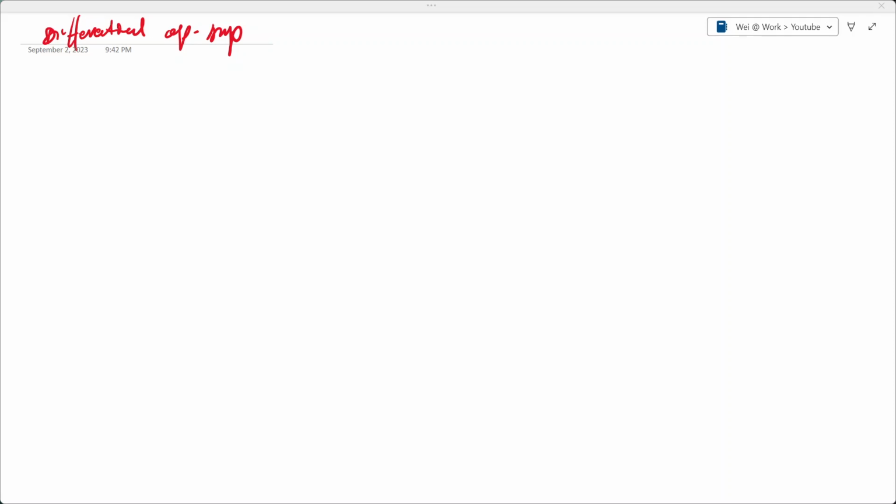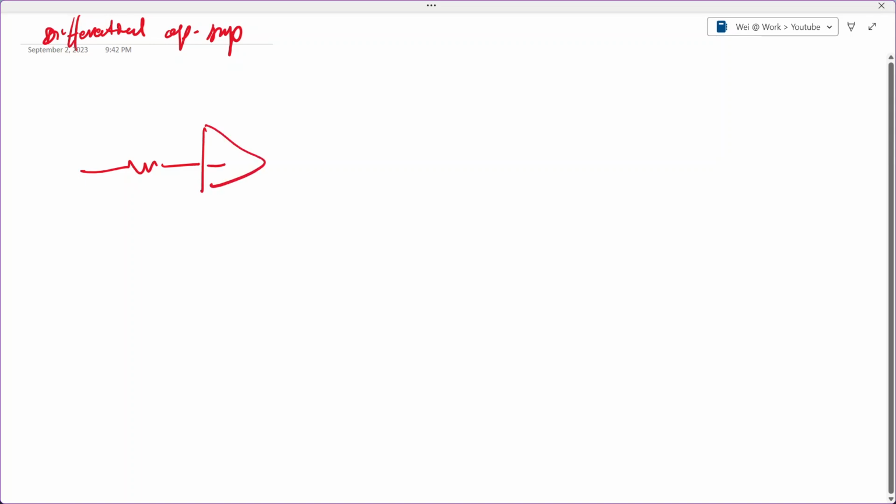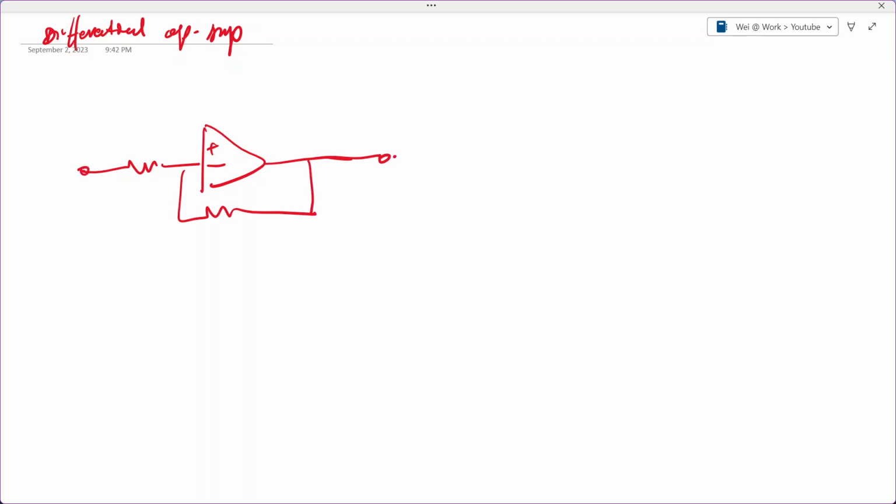In the previous videos, we talked about the inverting op-amp configuration with a reference voltage, something like this. We have an op-amp, and we call that V minus. That's the input voltage to the inverting input of the op-amp, and V out, R1, R2. We discussed the situation when we have a reference input on the non-inverting side.